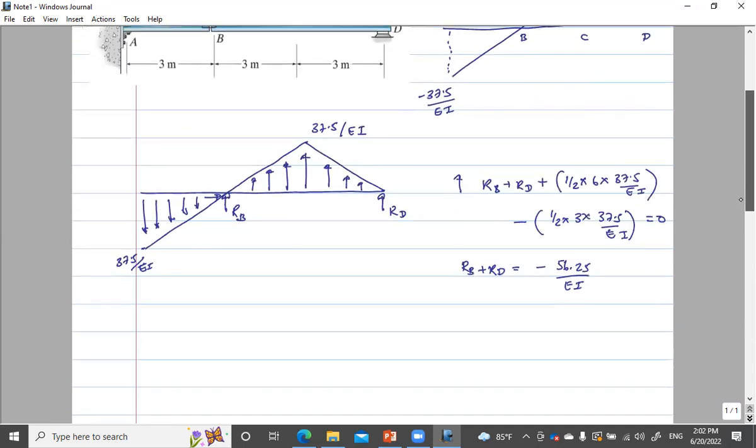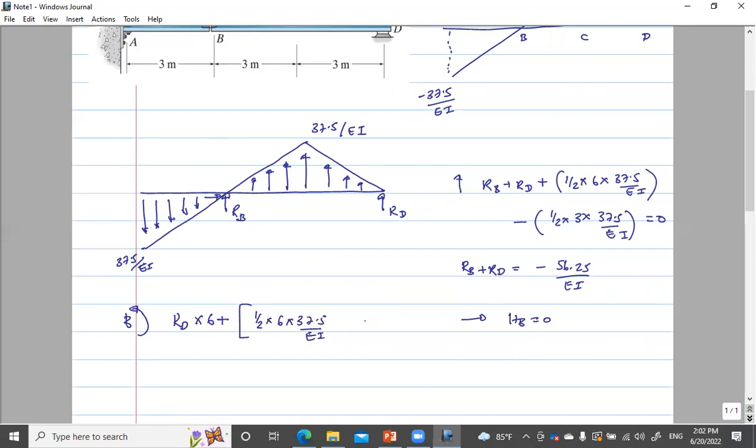Okay, so that is RA plus RD. If you balance horizontally, you can find HB to be 0. Then take moment about B. You can find RD into 6 plus half into 6 into 5 over EI, and that is the load acting upward, and the center is at the middle, 3.